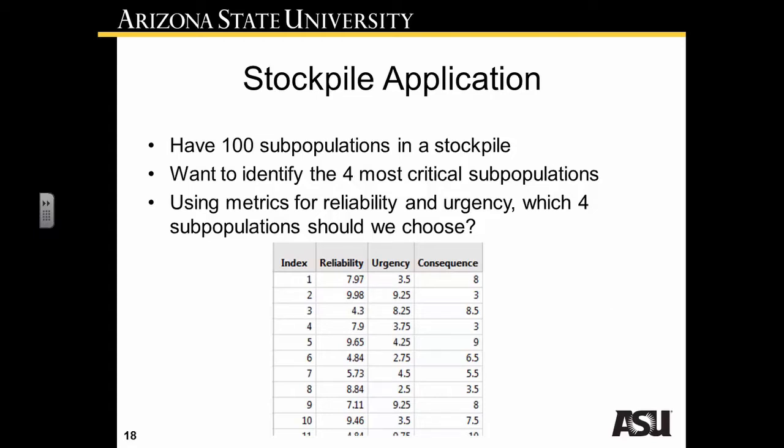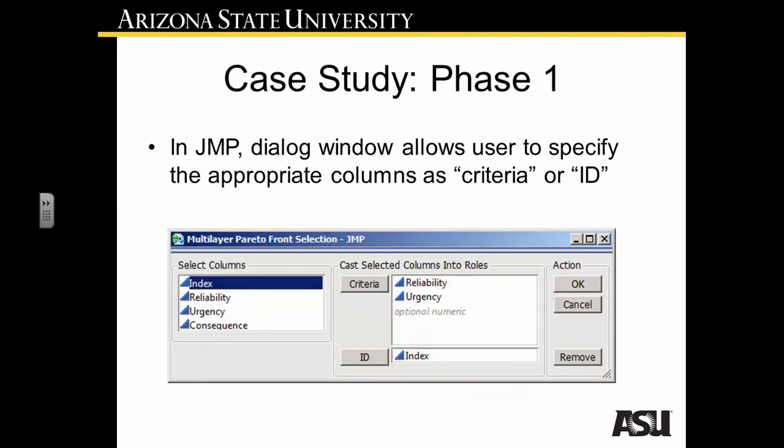I developed an add-in in JMP, which I will show you as we go along, and also show a demo of how to use it in a separate video. But this is the first menu that comes up in this add-in. It's a dialog window that allows you to specify the appropriate columns for the criteria or the objectives, and then an ID column so you can keep track of the solutions. So in this data set we have index, which is our ID column. It's just numbered 1 to 100. And then we have reliability and urgency as our criteria that we'd like to evaluate.